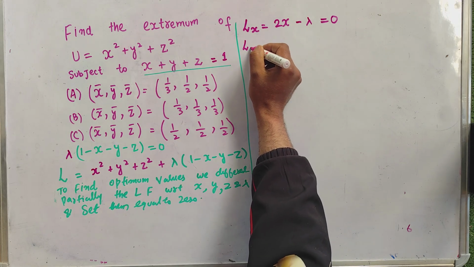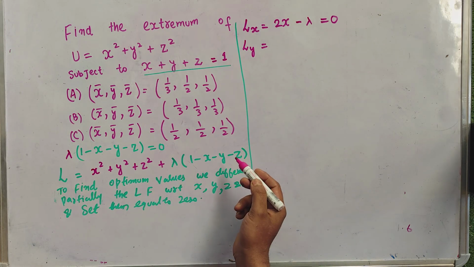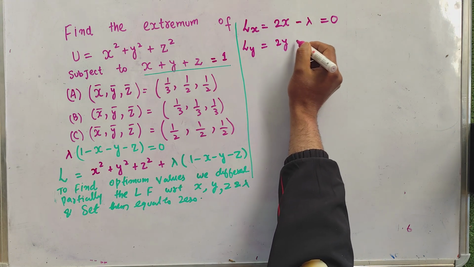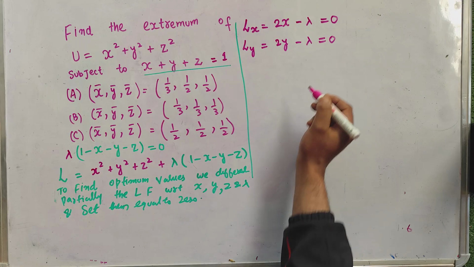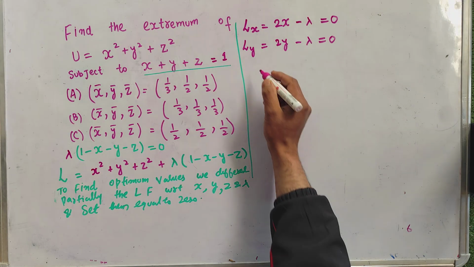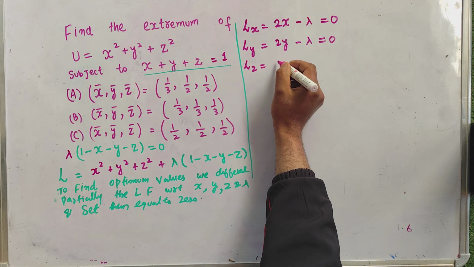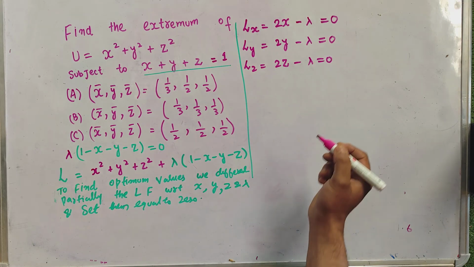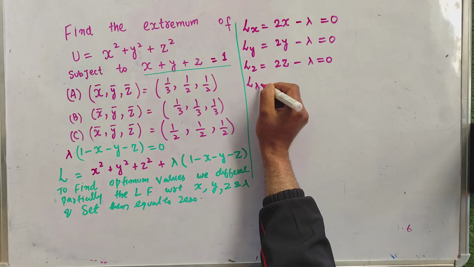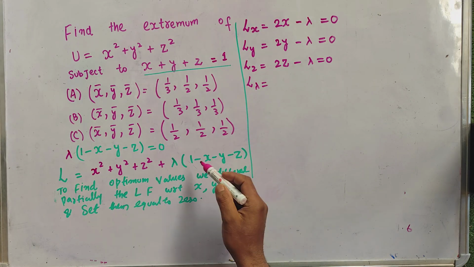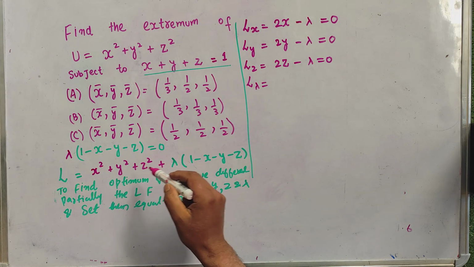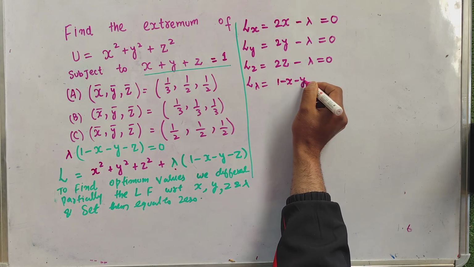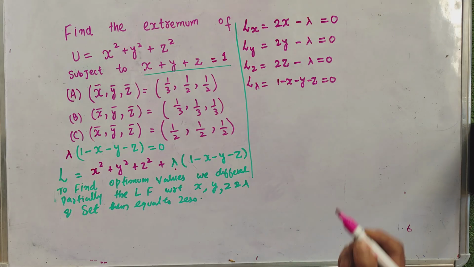Likewise we take L subscript y, that is the partial derivative of this Lagrangian function with respect to y. So we will get 2y minus lambda is equal to 0. Similarly L subscript z means 2z minus lambda is equal to 0, and L subscript lambda means the derivative of this function with respect to lambda. Since no lambda is involved in the first three terms, derivative of lambda is 1, so we are left with 1 minus x minus y minus z is equal to 0.